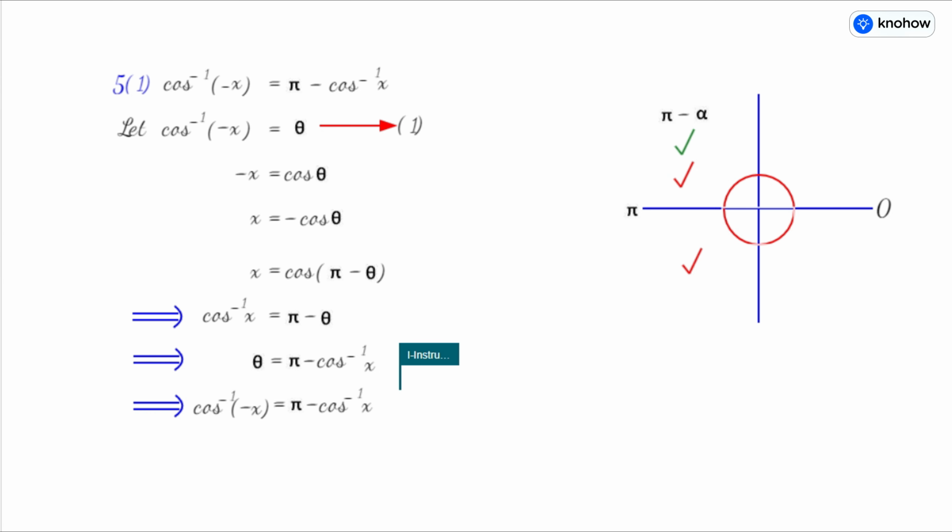Now next, property 6. It has three parts. The first one is sin inverse x plus cos inverse x equal to pi by 2. Second is tan inverse x plus cot inverse x equal to pi by 2, and third, the rest two, that is sec inverse x plus cosec inverse x equal to pi by 2. Now here x lies in the domain of it, and what is the domain of x for sin inverse x and cos inverse x? It is negative 1 to 1 closed interval.